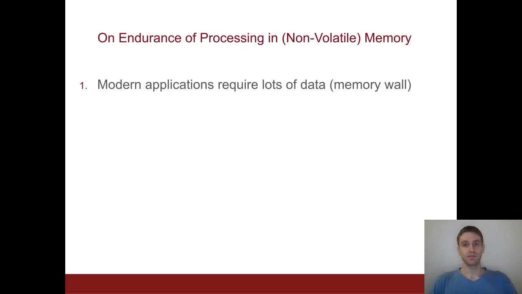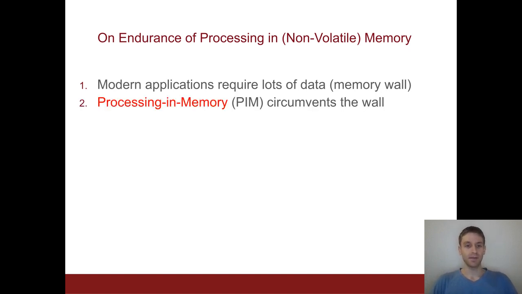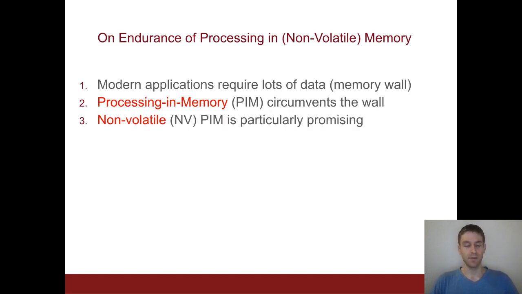Modern applications, such as large-scale machine learning algorithms, require large amounts of data. And this data is difficult to store in memory, and this leads to a performance bottleneck known as the memory wall. Processing in memory architectures are an appealing solution to this problem because in some cases they can entirely circumvent this memory wall problem. Specifically, non-volatile processing in memory promises extreme energy efficiency in addition to all the other benefits.